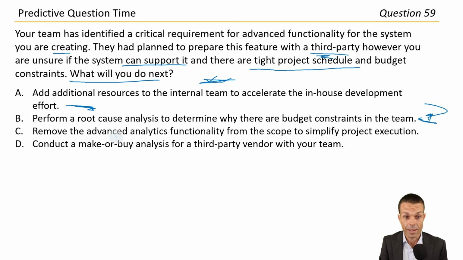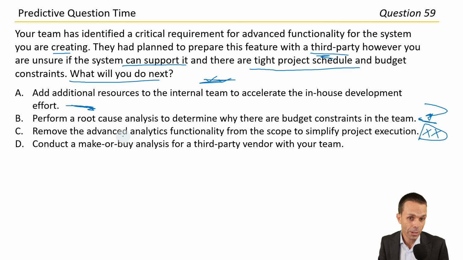Do we remove the advanced analytics functionality from the scope to simplify project execution? That's removing some of the value. That's removing, delaying, I don't think we want to do that. Again, according to the Fast Track, we want to avoid doing that if we can. Our ideal situation is to deliver on the value that we said we would.